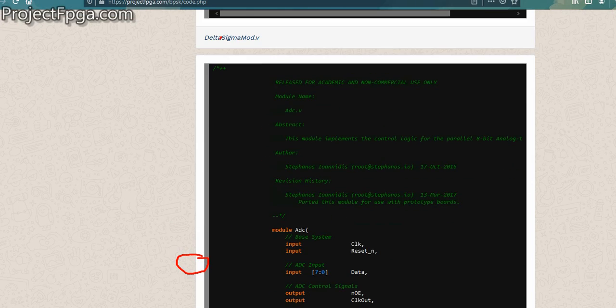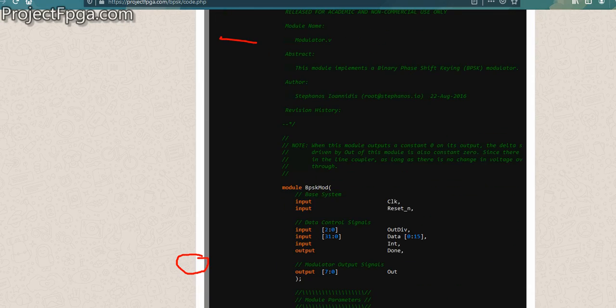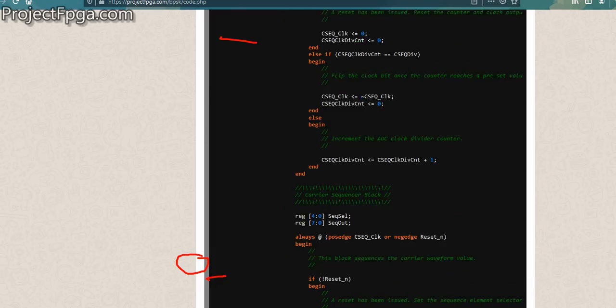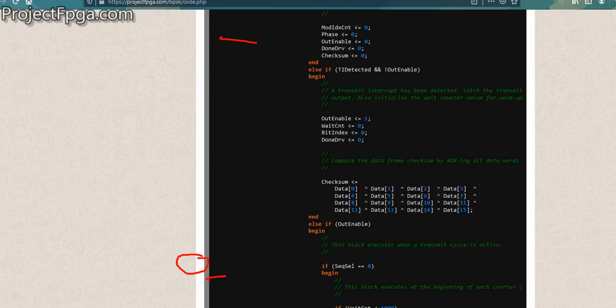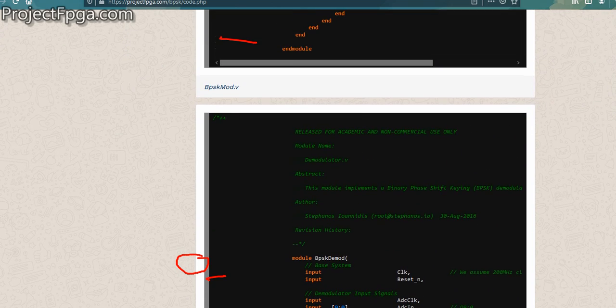Okay, this is the digital signal mode. So I think this is what I'm treating at this point. Okay, this is the ADC. We've done this also. And this is the PSK modem.